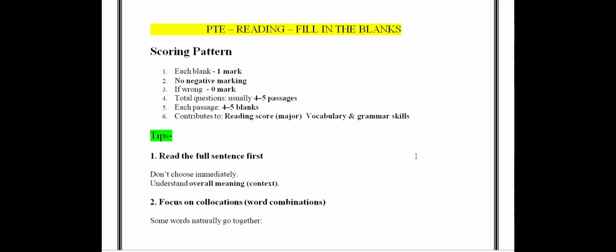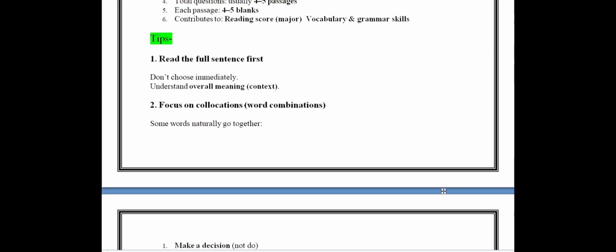Fine. So what are we supposed to do? Let's understand a few tips before we start working on those two sets of sample questions. Number 1, read the full sentence first. Don't choose immediately. When you are reading, don't immediately focus on the options and pick some option which appears to be the best fit. Understand the overall meaning. Focus on the context, the situation, the storyline. Please pause the video and think about what I have said, because that is the most important factor.